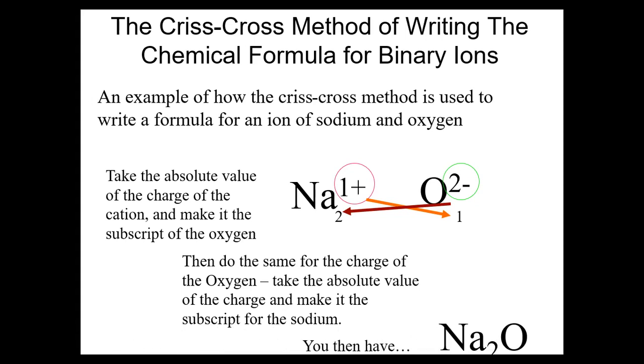Na2O. The important thing here, though, is you have to remember to always simplify if you do not have the lowest whole number ratio of subscripts. But here we have 2 to 1. We can't simplify that anymore, so that's our formula.